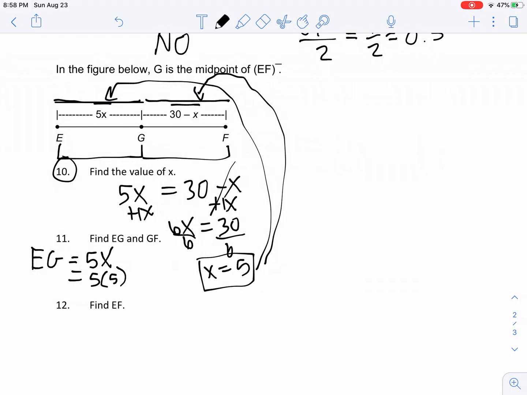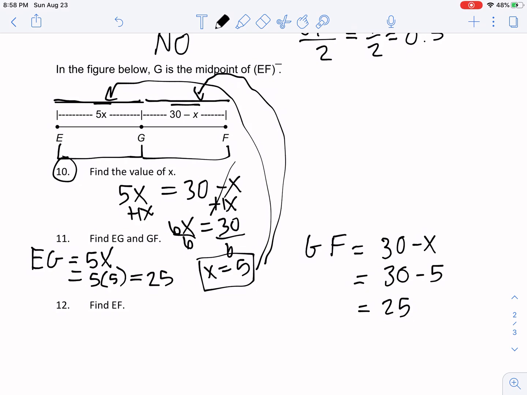So what is EG's value? 5 times 5 is 25. We know that GF is equal to 30 minus x, and we know that x is equal to 5. So what's 30 minus 5? 25. So notice that matches our thinking. If G is the midpoint, then these both should be the same, which they are. So EG is 25 and GF is 25.